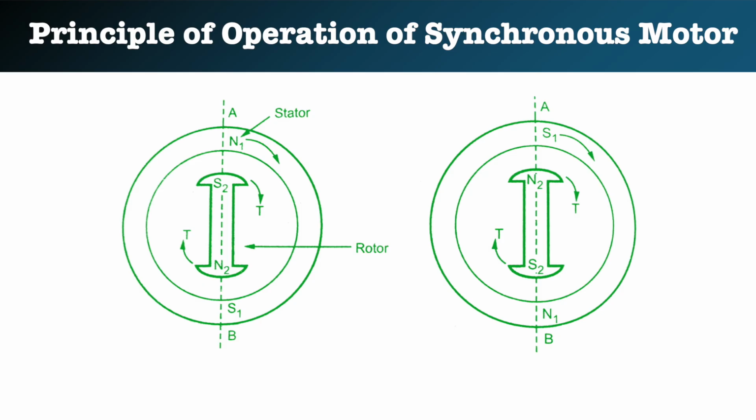So, to have the magnetic locking condition, there must exist two unlike poles and the magnetic axes of the two must be brought very close to each other. Consider a 3-phase synchronous motor whose stator is wound with two poles. The two magnetic fields are produced in the synchronous motor by exciting both the windings, stator and rotor, with 3-phase AC supply and DC supply respectively.